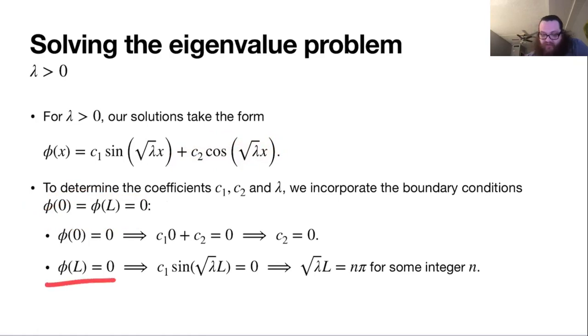Okay, so phi of L is equal to 0. Plug in x equals L right there. And again, we don't have to worry about this term. So phi of L is equal to 0 gives us, plug in L here, this thing is equal to 0. And so now either C1 is equal to 0 or sine of root lambda L is equal to 0.